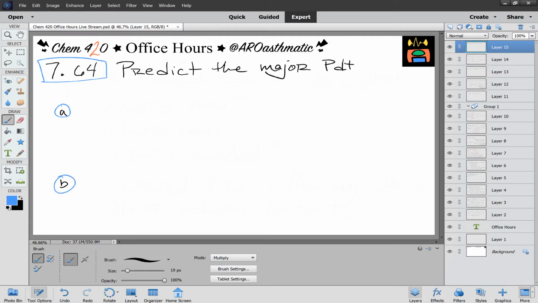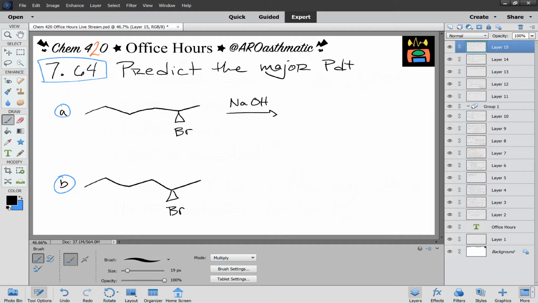Both A and B have the same substrate, but they change up the reaction conditions on us. Here we have a secondary bromide with sodium hydroxide. And here, again, same substrate, secondary bromide, and we have potassium tert-butoxide.